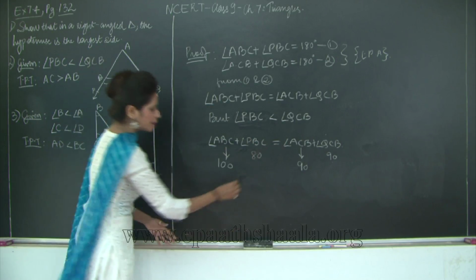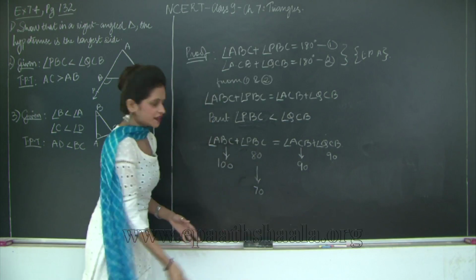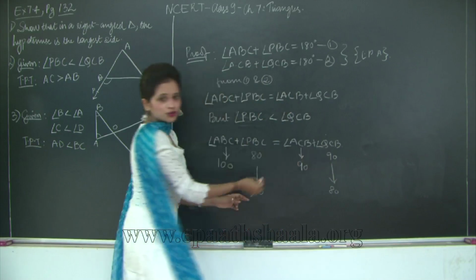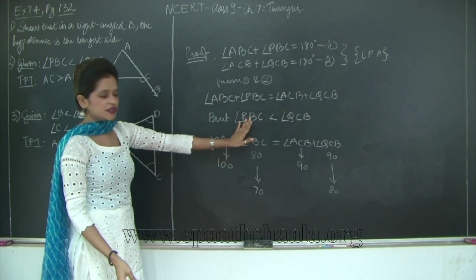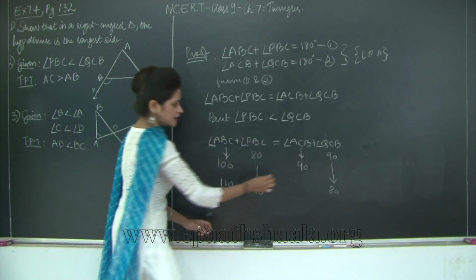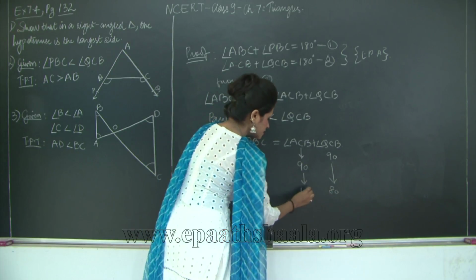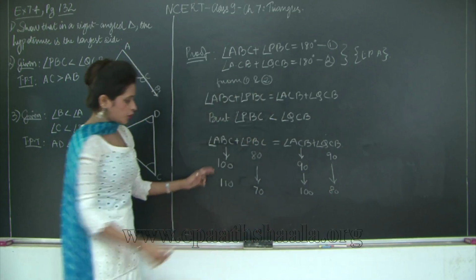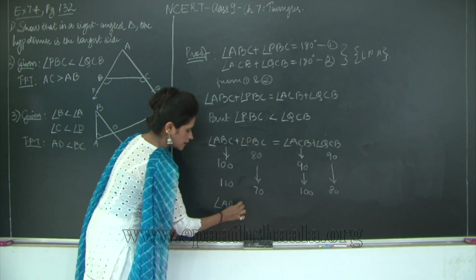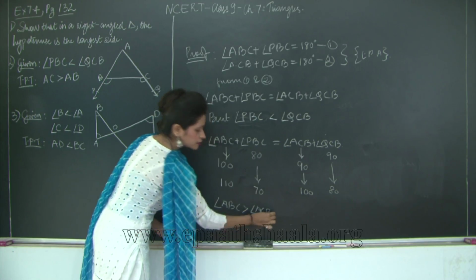Let's take another example. Suppose I say this is 70 and I take this to be 80, because QCB is given to be greater than PBC. So how much would this become? This would become 110 degrees. Similarly, this would become how much? 100 degrees. Correct? So in both the cases, what are we getting? That angle ABC is greater than angle ACB.